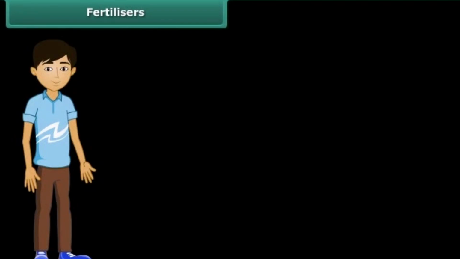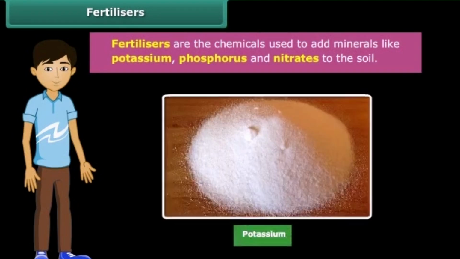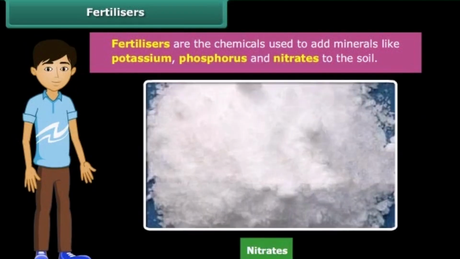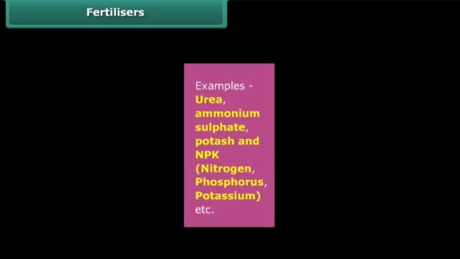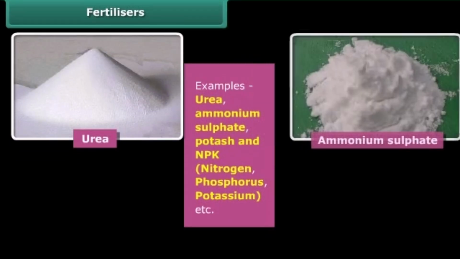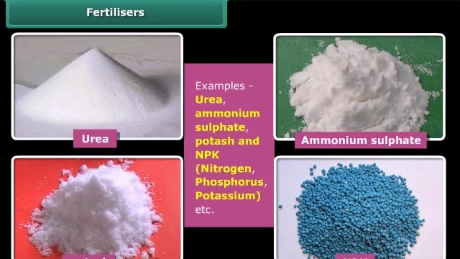Like manure, fertilizers are also used in replenishing the lost nutrients and minerals in the soil. Fertilizers are the chemicals used to add minerals like potassium, phosphorus, and nitrates to the soil. Fertilizers are produced in factories. Some examples of fertilizers are urea, ammonium sulfate, potash, and NPK, nitrogen, phosphorus, and potassium.